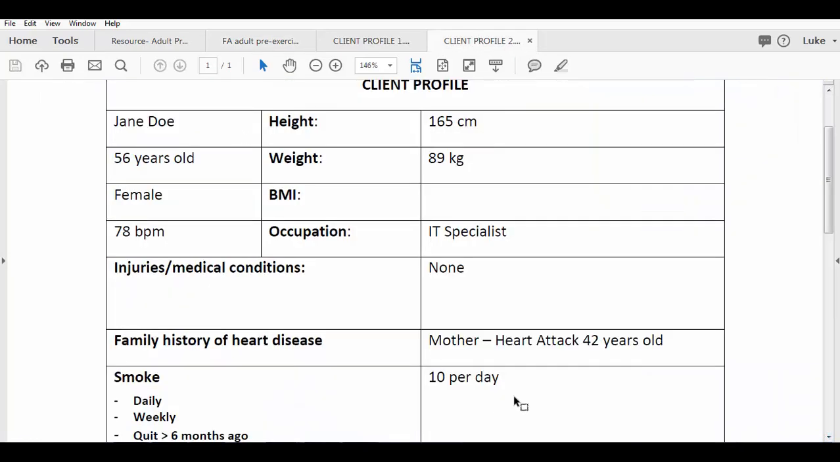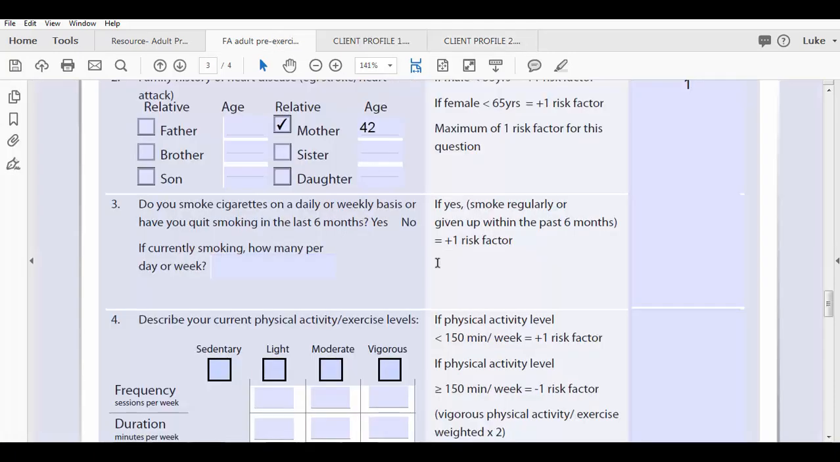Smoking, let's have a look. We can see here, cigarettes, yes, and we see 10 per day. So it asks how many per day or per week. We put in 10 per day. Because they smoke, they get a +1.